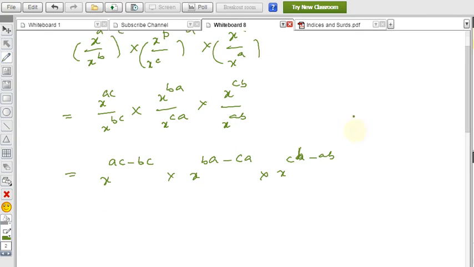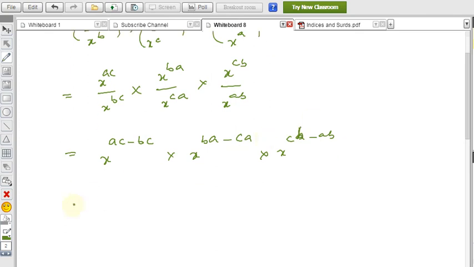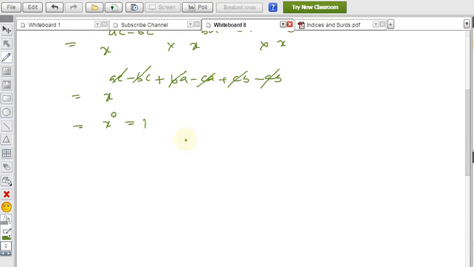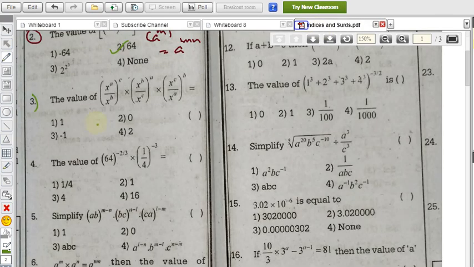Then a power m into a power n formula. If the base is same, you can add all the powers. ac minus bc plus ba minus ca plus cb minus ab. Okay, plus ab minus ab get cancelled. Plus cb minus cb, minus ca plus ac. a into c or c into a, both are same. x to the power 0, that is 1. Any number to the power 0 is 1. The rule of the indices. Okay, 1 we will get.